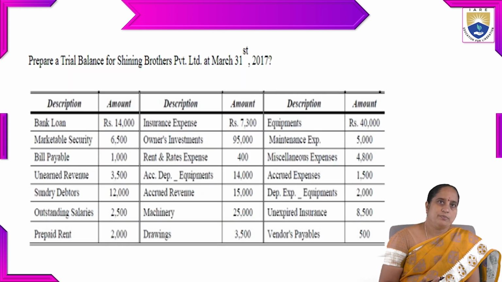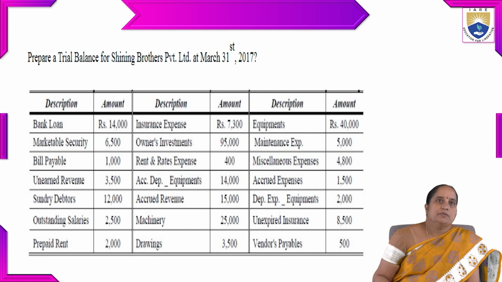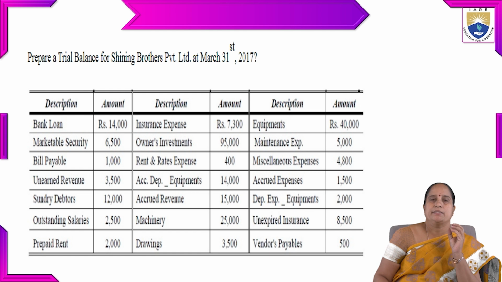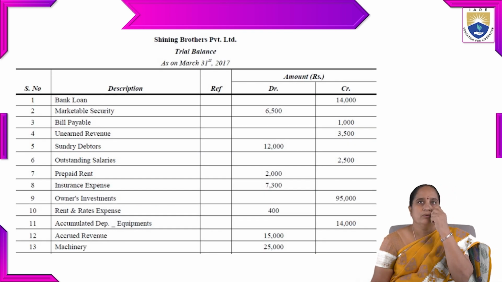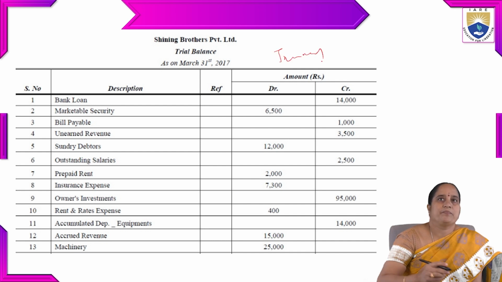So let us take one more problem. Prepare a trial balance for Shining Brothers Private Limited at 31st March 2017. So this is the data which is available to us. Using this data, we have to prepare trial balance. So here, description: bank loan, marketable security, bills payable, sundry debtors, outstanding. So we just have to identify what is the head of account and on which side we have to post in the trial balance. So here I have taken journal form of trial balance, right?